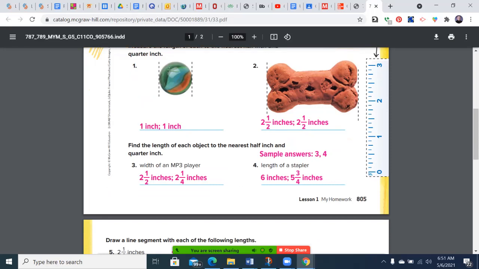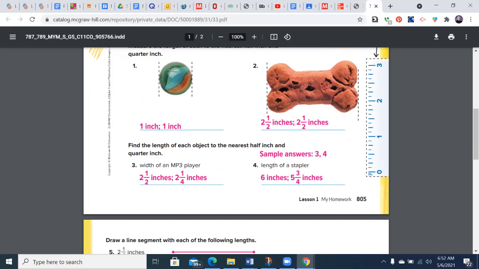Find the length of each object to the nearest half inch and quarter inch. Well, this one could be interesting as we have different devices, but the width of an MP3 player, which I mentioned, you could also just go ahead and use your cell phone because it's not 1999 and most of you aren't walking around with an MP3 player. MP3s were music.